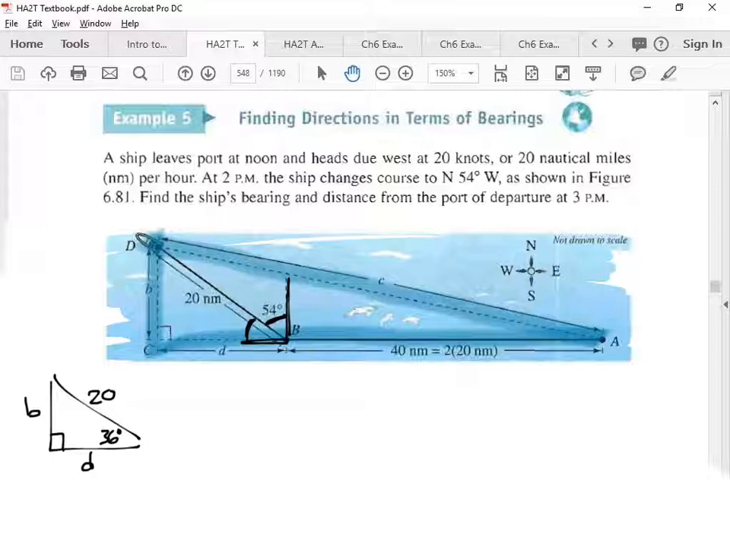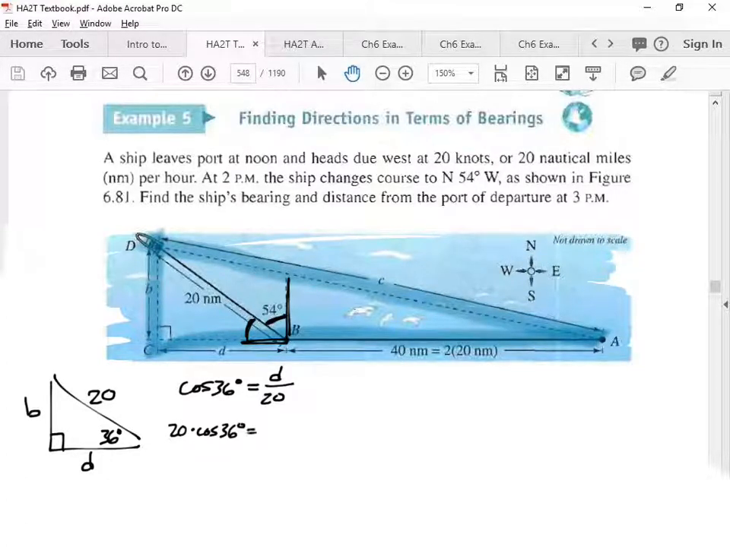So if we have an angle and one side, can we find the missing sides? Yes. Do you know which trigonometric function you would use to involve those three numbers together? Cosine. So cosine of 36 degrees. If you're using a calculator, make sure you're in degrees. D divided by 20. That is adjacent divided by hypotenuse. Bust out those calculators. We have 20 times cosine of 36 degrees.